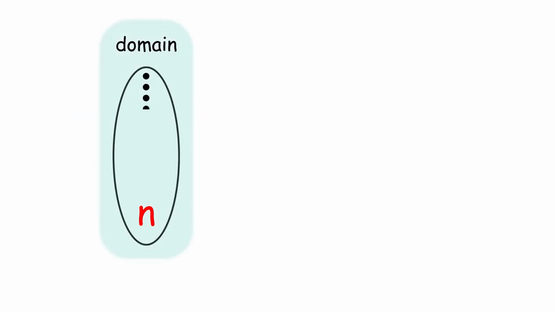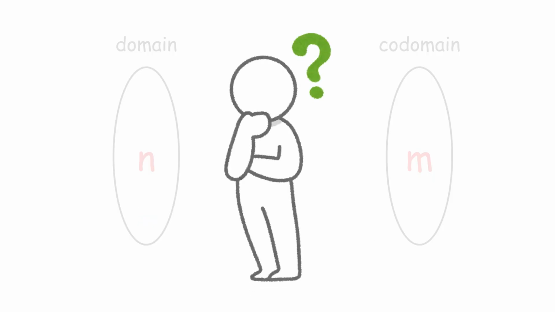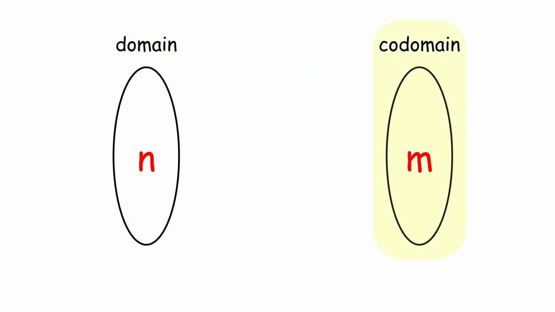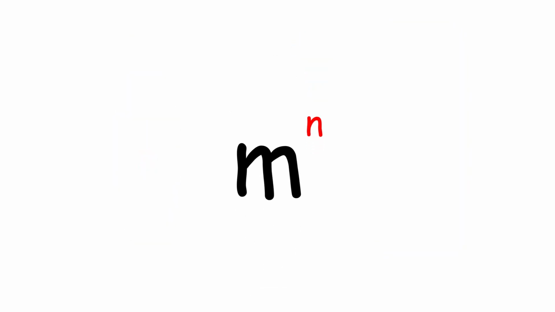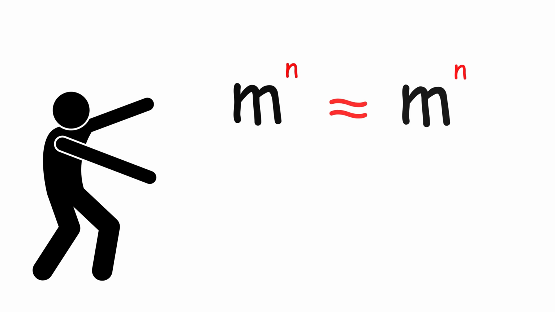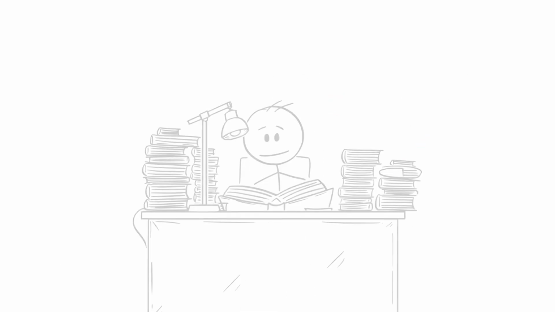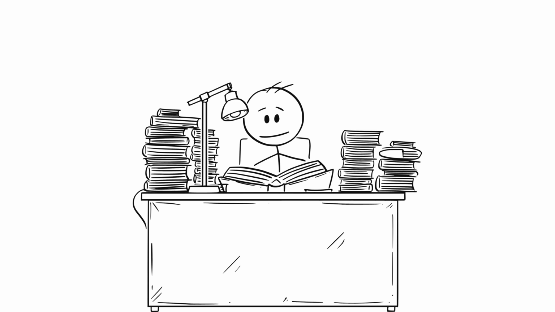We can use this to state a general rule. For a domain with n elements and a codomain with m elements, the total number of possible functions from the domain to the codomain is m to the power of n. At this point, you may notice some similarities with the combinatorics setup. Indeed, it turns out that the two setups are sort of like different ways to say the same thing. If that's not apparent yet, we'll keep going, and you can see if you notice any more parallels.